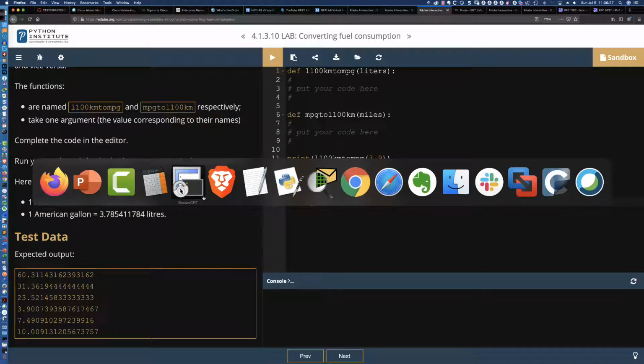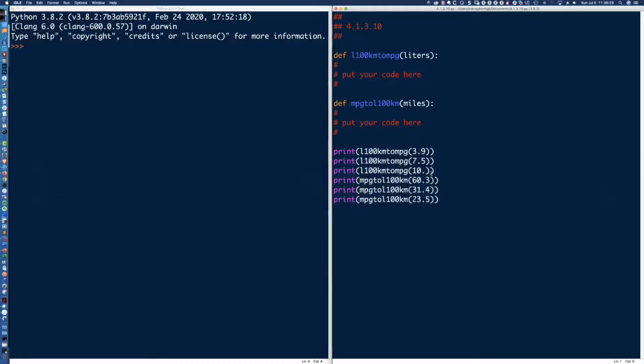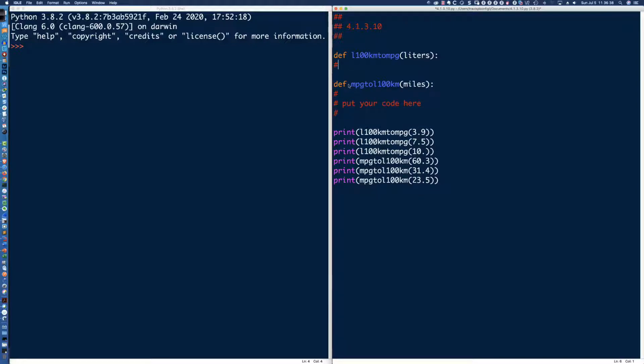I've got everything in the Integrated Development and Learning Environment, or IDLE, and we've created a new file called 4.1.3.10. And it says put your code here. So we'll pull that back. That was a cut and paste. And we're going to come into, wait, what did I do there? Let's go 1, 2, 3, 4.